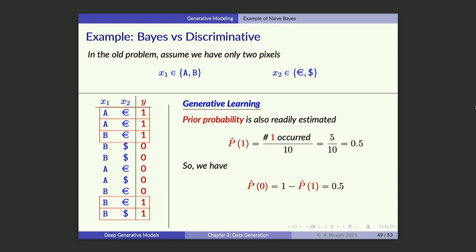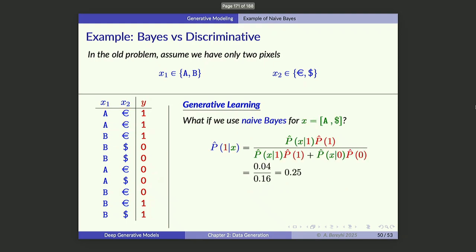OK, I have prior. I have generative distribution. So I can compute the posterior distribution, right? So if I want to know what is the chance of 1, given that I have seen x, then essentially I put it in the Bayes rule. And then you're going to end up with 0.25, which initially we computed to be 0, right? And the other probability is going to be 0.75.